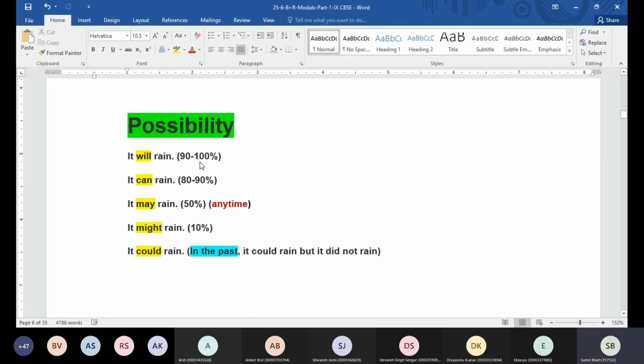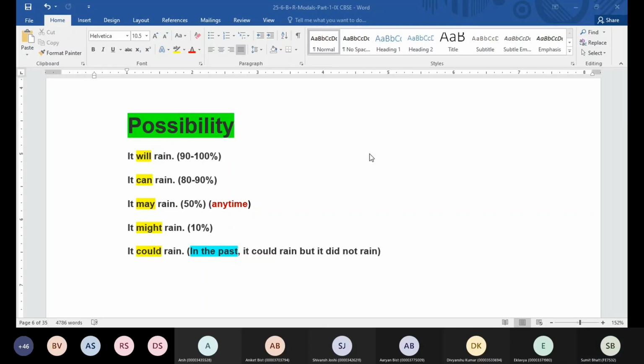So if a friend is coming over to my house, and you say he may come, how many percent chances are there that he will come? 50%. If I'm really sure that he's going to come, 90 to 100%, then which word am I going to use? Will. Very good. And if it was possible in the past, which word am I going to use? Could. Okay, so accordingly, we are going to use the words, guys, will, can, may, might, or could when referring to possibilities.